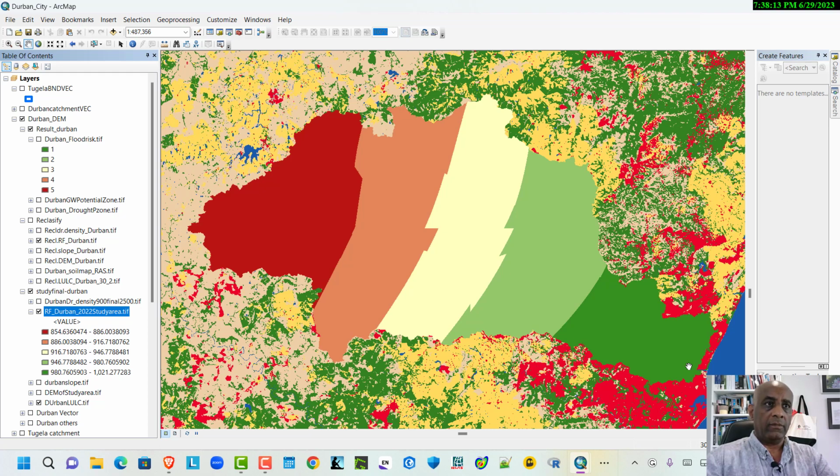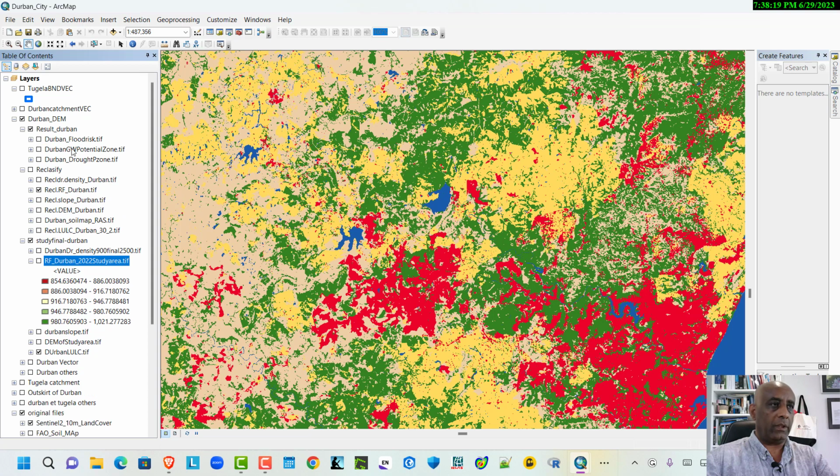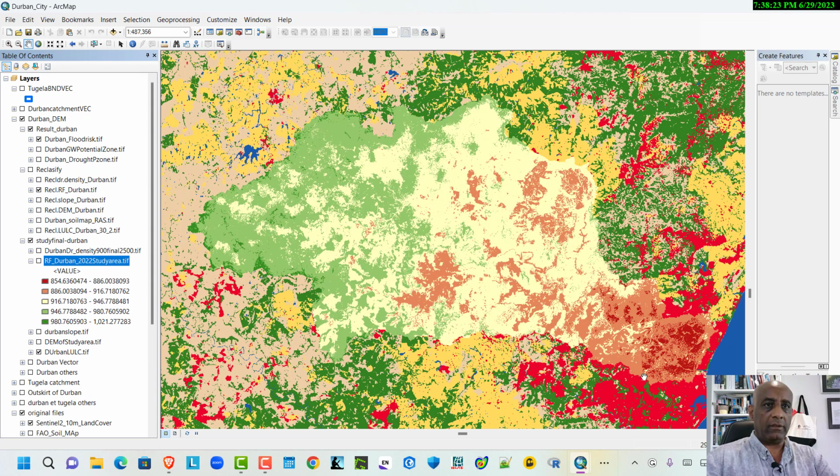So the area at the downstream side of the Umagani catchment is affected. It is the red one, this one, very deep red. This is an area where a lot of damage will come if that rain falls. And the other areas, it's okay.